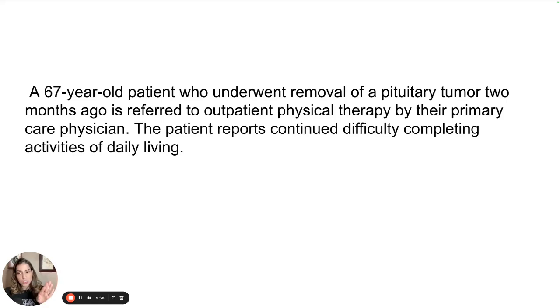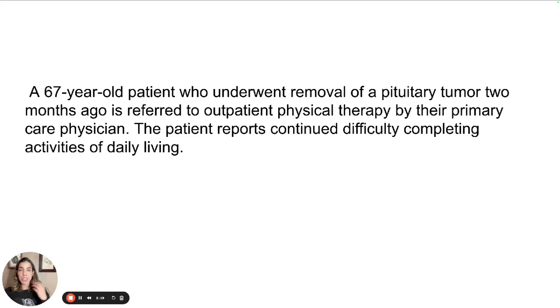Now, when you have a question, I suggest you highlight. You'll have that ability in the exam. You highlight specific things from the question. In this case, in full screen mode, I cannot highlight, but here in this particular case, I would highlight removal of a pituitary tumor. And the patient reports continued difficulty completing activities of daily living. Activities of daily living is another thing that you need to pay attention to.